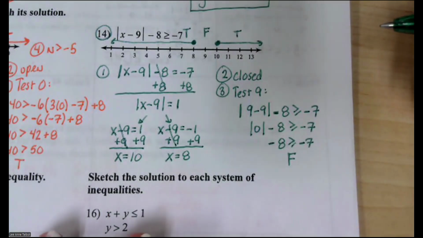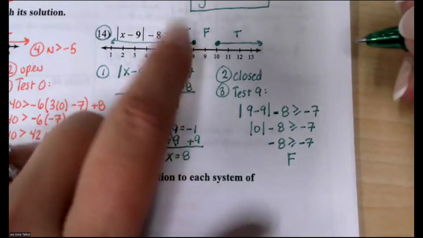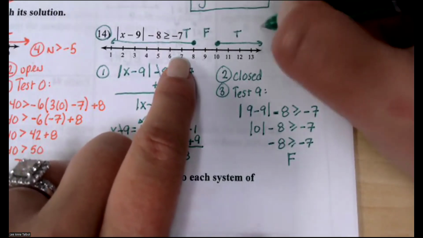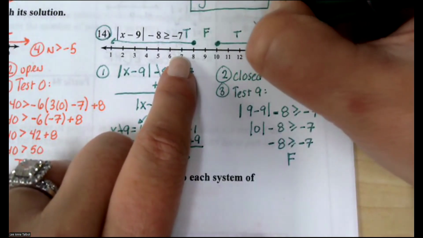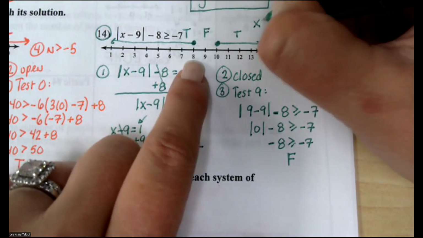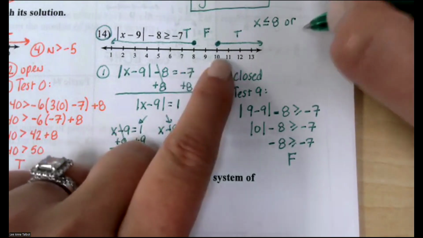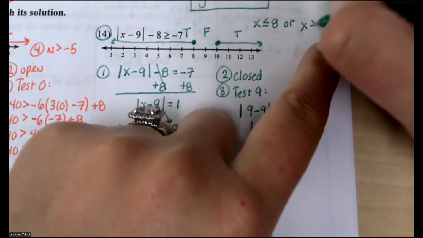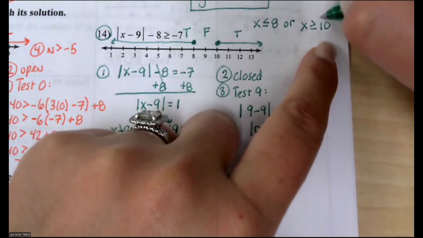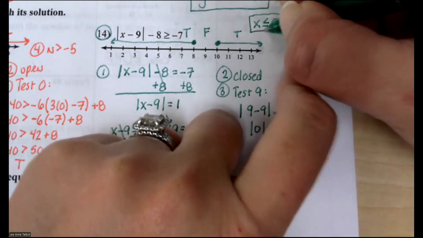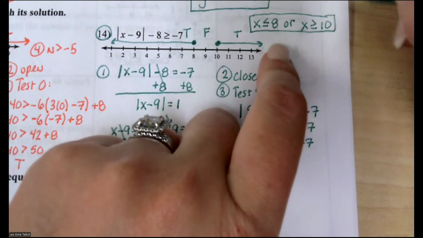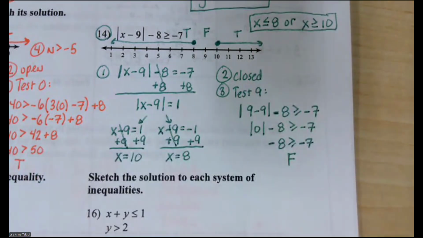Okay, and then I hear you flipping, but there's a final answer. Don't forget the final answer. So x is less than or equal to 8, or x is greater than or equal to 10. Since my arrows go out, make sure that your arrows go out in your final answer.